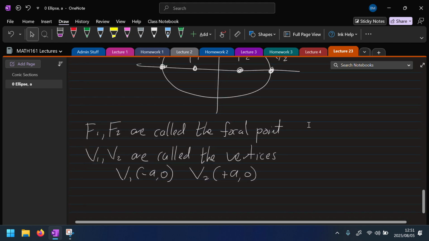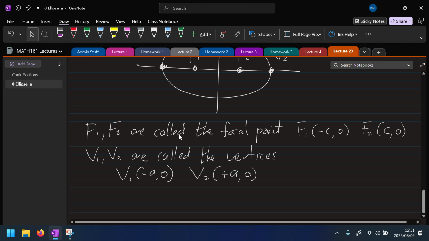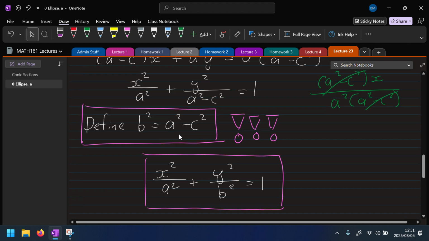And then the focal points, we said that earlier, F1 was minus c, 0, and F2 was c, 0. Okay. That's the same c from here, right?